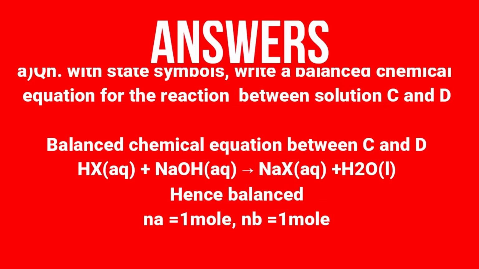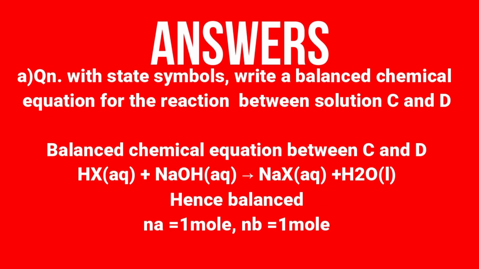So the answers. The first question: with state symbols, write a balanced chemical equation for the reaction between solution C and solution D. The balanced chemical equation: aqueous HX reacts with aqueous sodium hydroxide, and the products are aqueous sodium X plus water. The molar ratio is 1 mole of acid reacting with 1 mole of base for complete reaction.